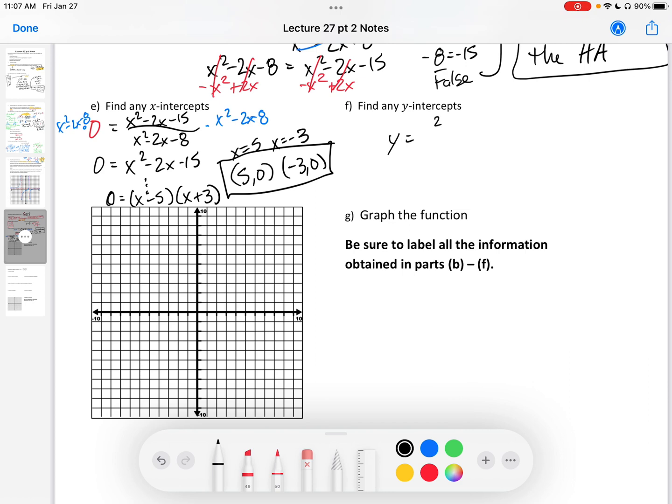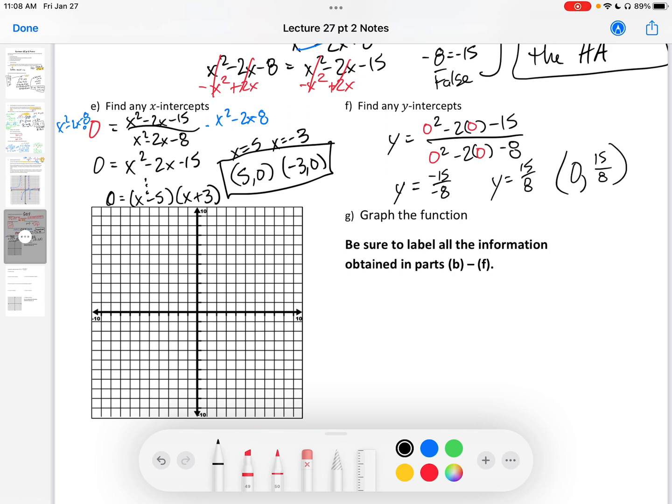y equals 0 squared minus 2 times 0 minus 15 over 0 squared minus 2 times 0 minus 8. So all of those x's have zeros in that spot. I end up with y equals negative 15 over negative 8, which is just y equals 15 eighths. I need to write that as a point: (0, 15/8). Some of y'all like the mixed number, which would be 0 and 1 and 7 eighths, but it is easier to graph those.